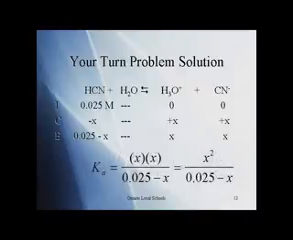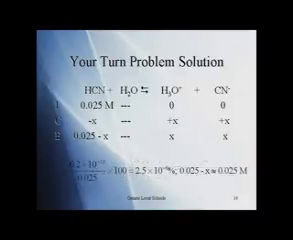We simplify our Ka expression to Ka is equal to x squared over 0.025 minus x, and then we're going to look at whether we can drop the minus x out of the bottom part of the expression. So we take our Ka value, 6.2 times 10 to the negative 10th, divided by 0.025, and multiply that times 100, and we get 2.5 times 10 to the negative 6%. It's so very small. 0.025 minus x essentially is equal to 0.025.